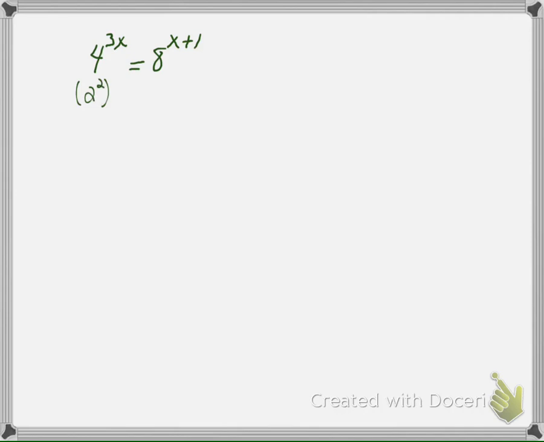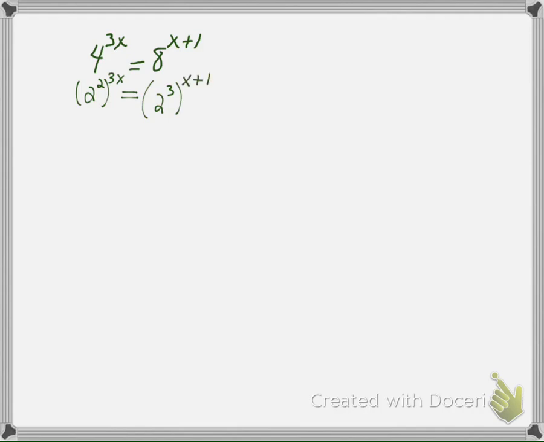So instead of a 4, I can call that 2 squared. Everything else stays the same, right? It's still to the 3x power. But now 4 is going to be expressed as 2 squared. You see, I didn't change its value. I'm just changing what it looks like. Wait, so then 8 would be 2 cubed? 2 cubed, yeah, very good. But that's still to the x plus 1 power.